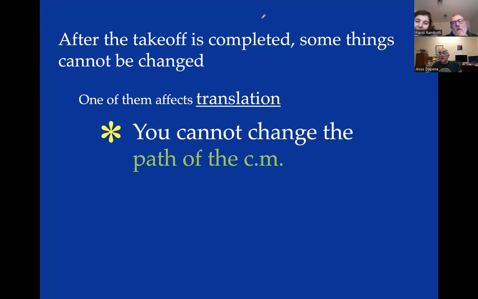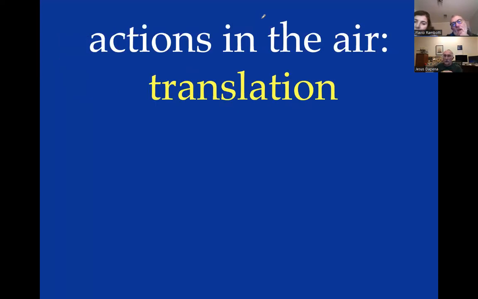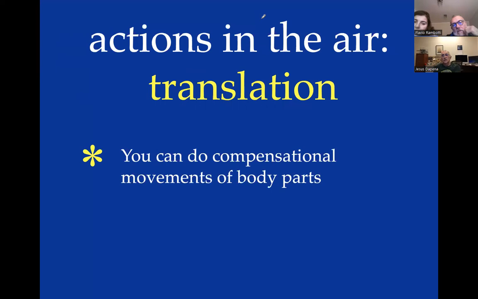Now, does this mean that your translation in the air is completely fixed? No. You have certain degrees of freedom. You can do some actions in the air. So what you can do is this. You can do what is called compensational movements of body parts. So when you're in the air, your center of mass is a fixed path. You cannot change that. But if you decide to move one part of the body in one direction, the rest of the body will move in the opposite direction to keep the center of mass in the same place.